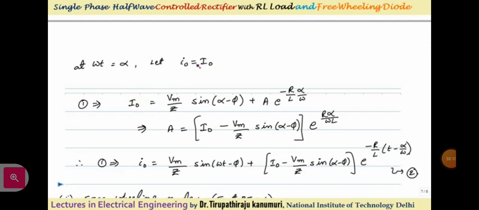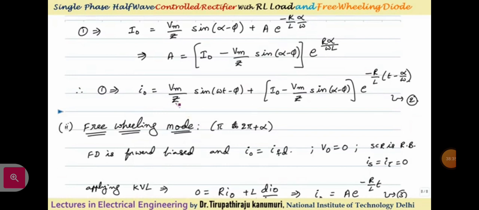Now if I substitute these boundary conditions, small i0 will be equal to V maximum by Z into sin of (alpha minus phi) plus A e to the power of minus R by L into t. Since omega t is equal to alpha, t becomes alpha by omega. I have substituted that here. From this I have calculated the value of A, and that I have substituted in the original current equation. It comes as i0 equal to V maximum by Z into sin of (omega t minus phi) plus [I0 minus V maximum by Z sin (alpha minus phi)] into e to the power of minus R by L into (t minus alpha by omega). This type of equation came, and that is how your current will flow.